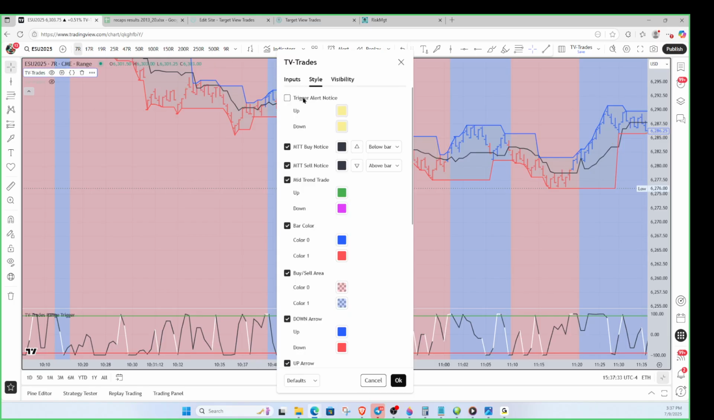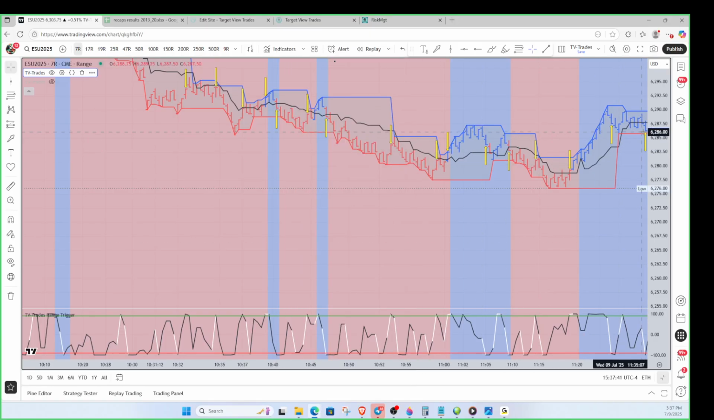It is this trigger alert notice. Okay? It's under the style tab of TV trades, the trigger alert notice. It gives you that yellow arrow telling you the background is blue and you went into the oversold. That's what it's telling you.